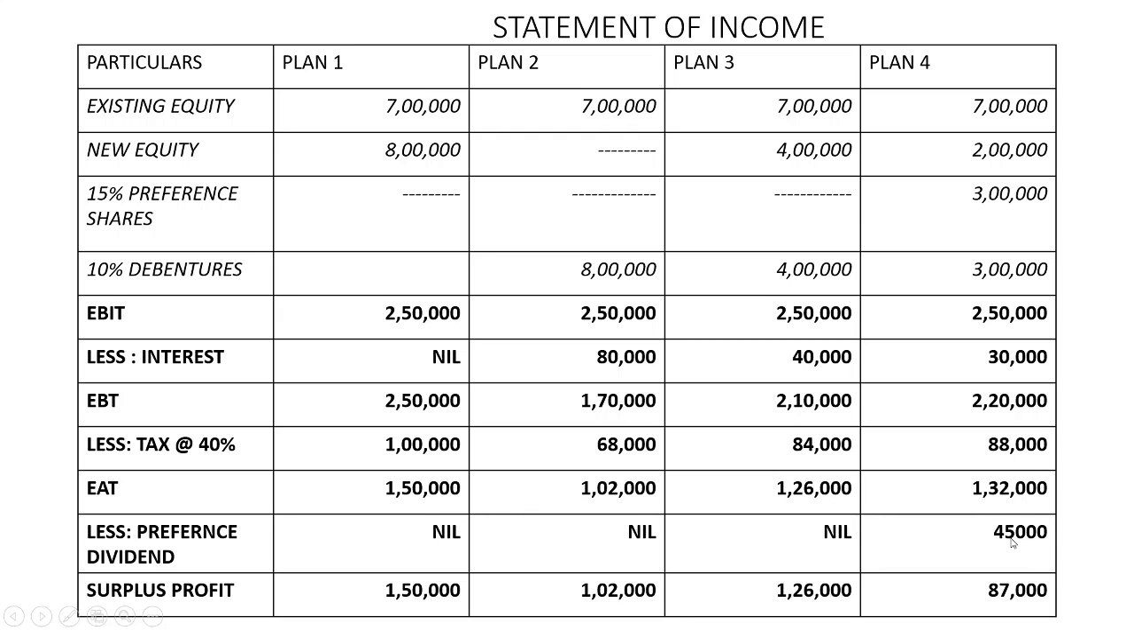Less preference dividend. So in this case, we have preference share capital of rupees 3 lakh and 15% preference shares. 15% is the preference dividend. So 3 lakh multiplied with 15% is 45,000. 1,32,000 minus 45,000, surplus profit is equal to 87,000. So we have found out the surplus profit in all the 4 situations.